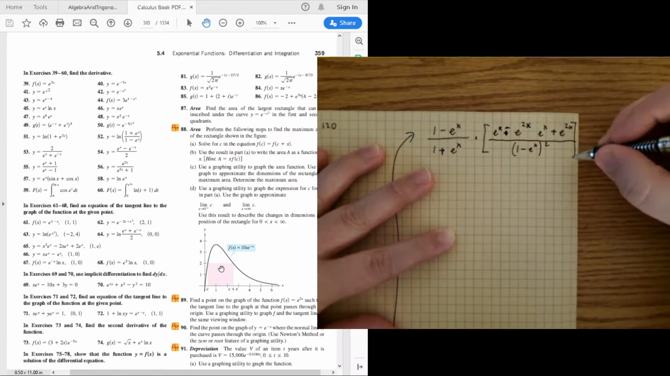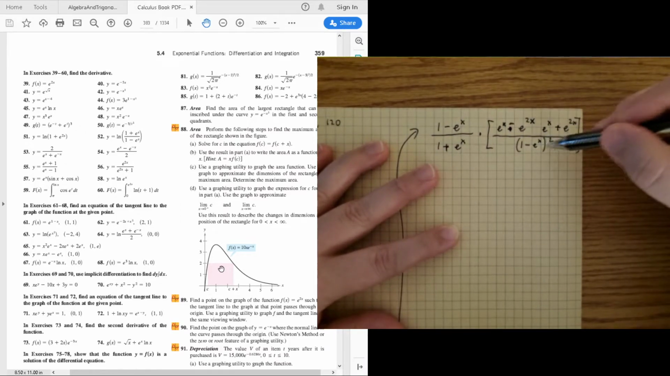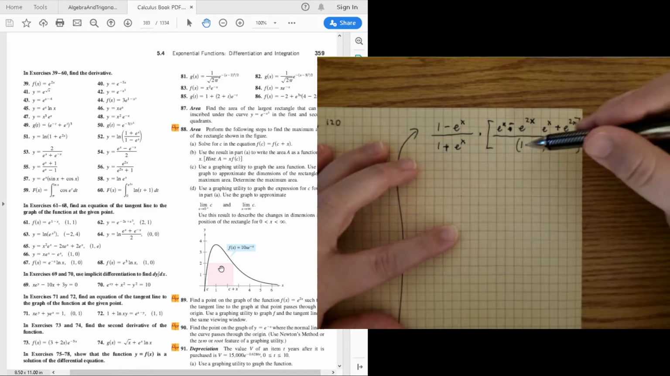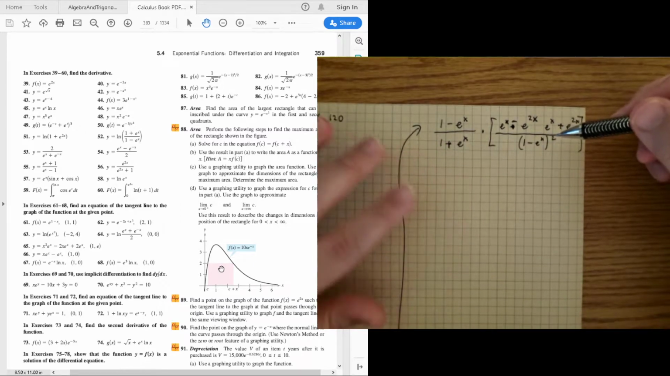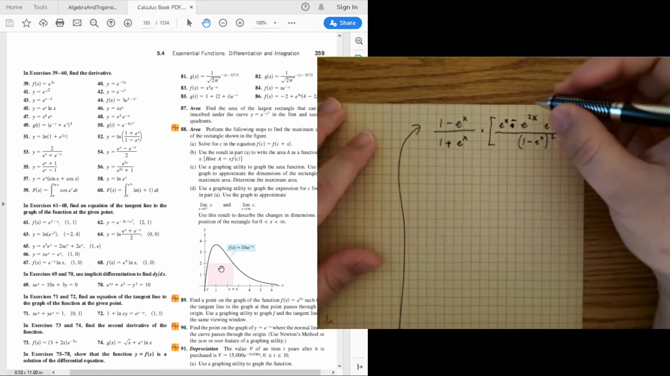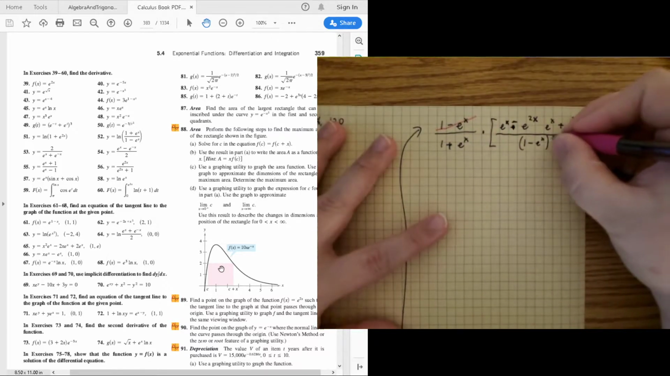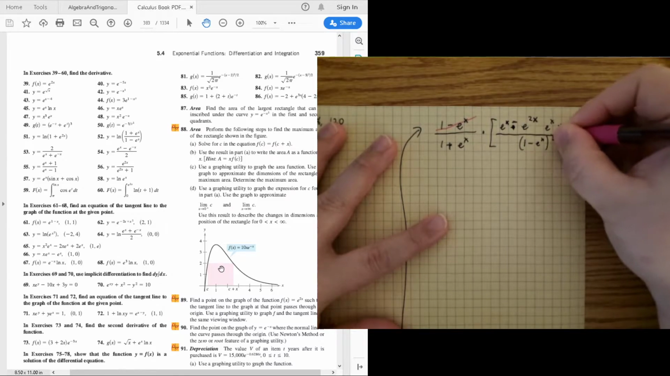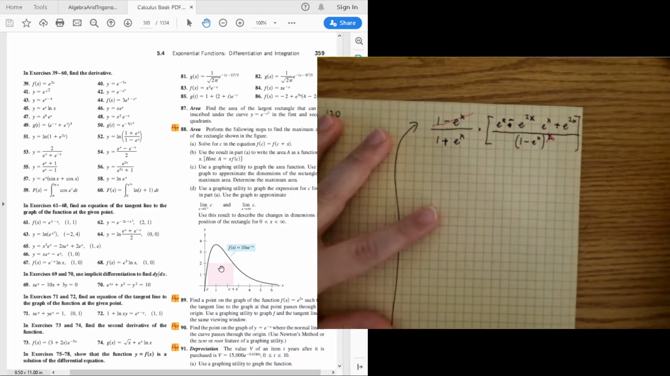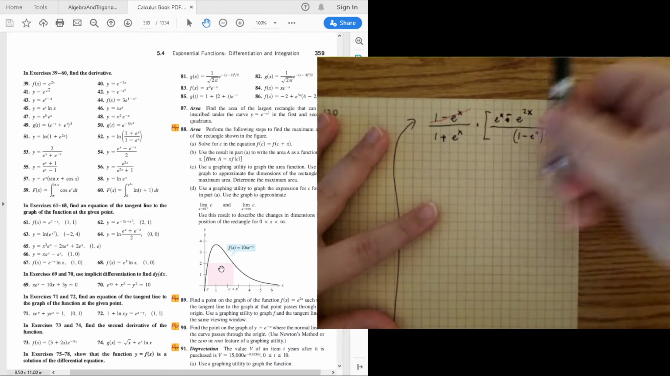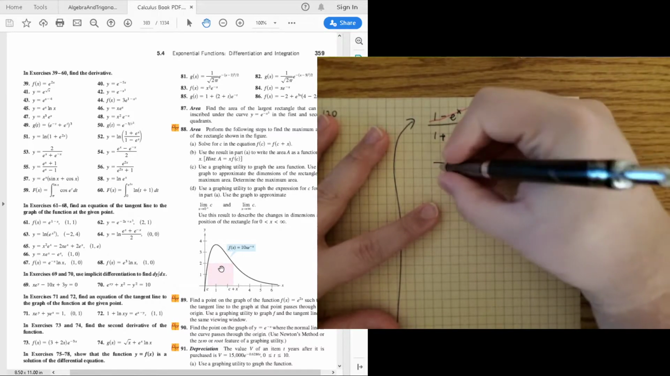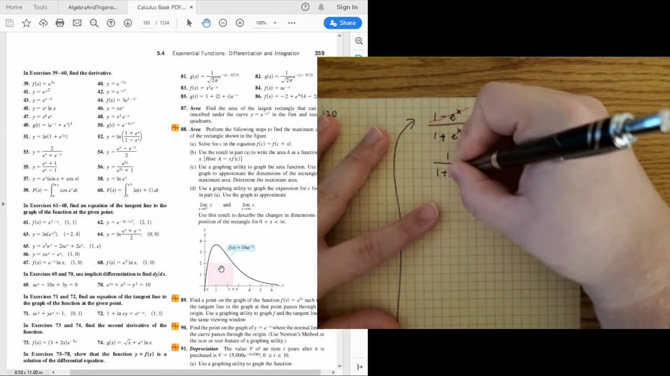Notice how I can't simplify this one because there's something being added or subtracted inside of it. I'd have to use FOIL in order to simplify it, and I'm not going to. But I can do one more thing real quick. I have a 1 minus e to the x on top, and I have a 1 minus e to the x on bottom. So I can make that change as well. Let's do it. So I end up with 1 over 1 plus e to the x.